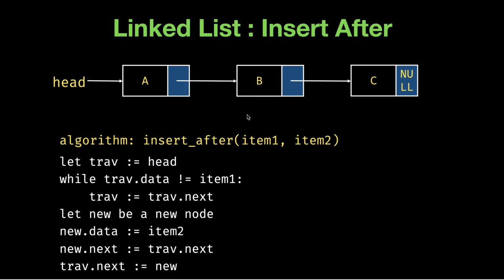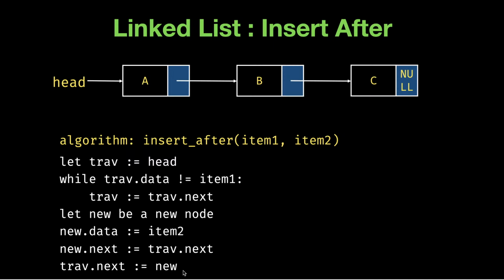Finally, when we have reached item 1, we stop there and create a new node. We say new dot data equals item 2, where item 2 is the item to be inserted. Then new dot next equals trav dot next, and trav dot next equals new.